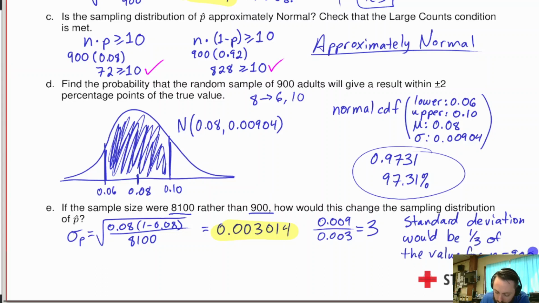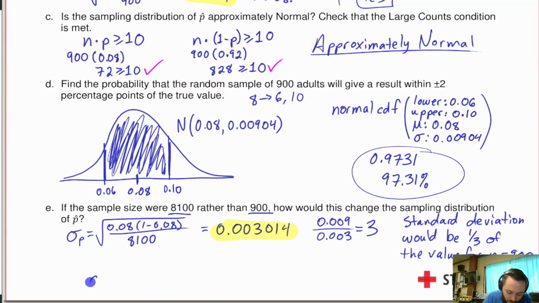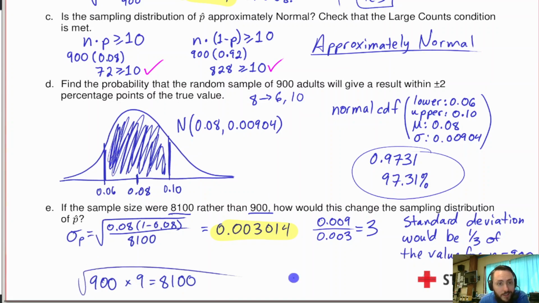There's a very specific reason, and I'm not going to go super deep into the math for it, so if you want, you can just end the video now. You're good. If you want to know why, we have a square root here. 900 times 9 is 8,100. We're technically taking a square root over the whole thing, so the square root of 9 is 3, and that's where the 3 comes from. In order to make our standard deviation 1/3 of what it is normally, we have to use a sample size that's 9 times greater.